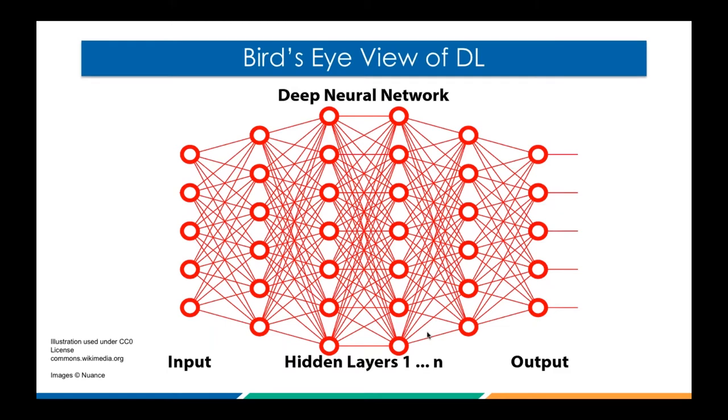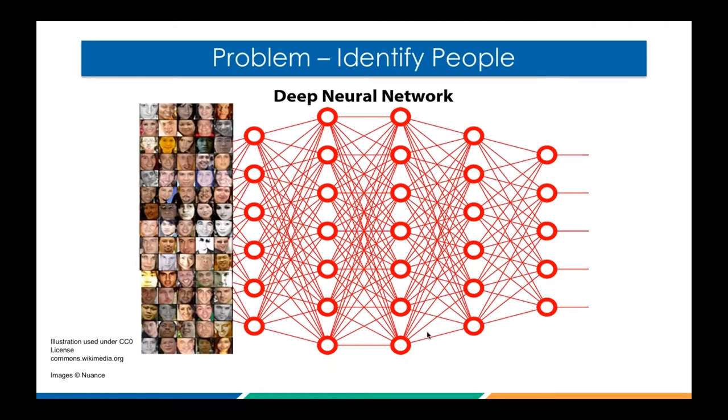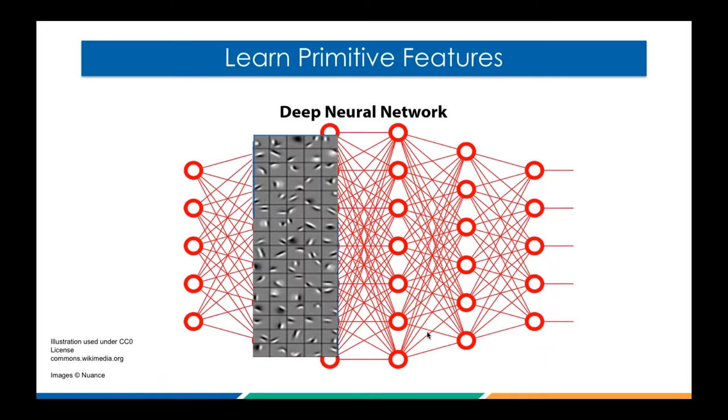So what the network does is, as a simple example, you give it a problem of identifying people. At each level of the neural network, it is learning different characteristics of the target that you're giving it. At the lower level, it's learning primitive characteristics. As you go deeper into the network, it starts to learn more complex features, and then it puts it together in the final stage of identifying the person from this image.